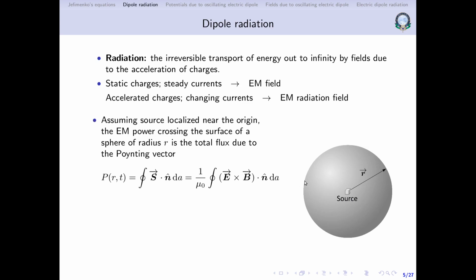So let's say I have a source which is localized somewhere near the origin. So we have a source which is localized somewhere over here, and this source is giving rise to electromagnetic waves, and these are carrying energy out. And because energy is being carried out, we could think of electromagnetic power which is being carried by these electromagnetic waves. So if we measure the electromagnetic power that crosses any surface, that will be simply equal to the flux of the Poynting vector.